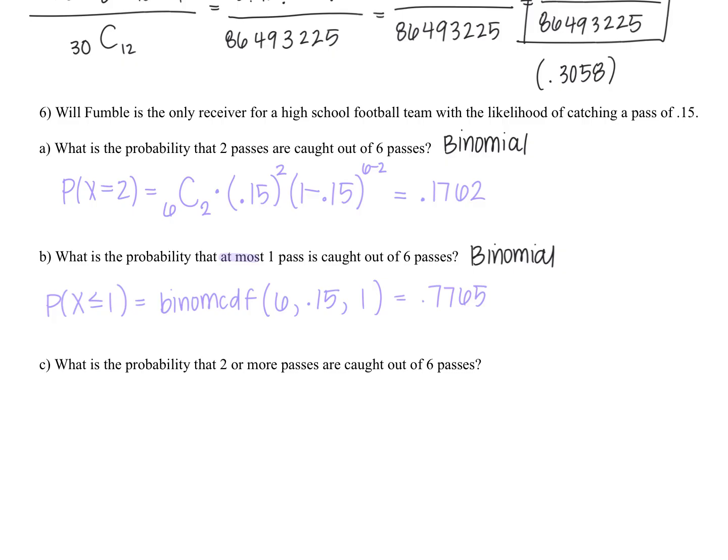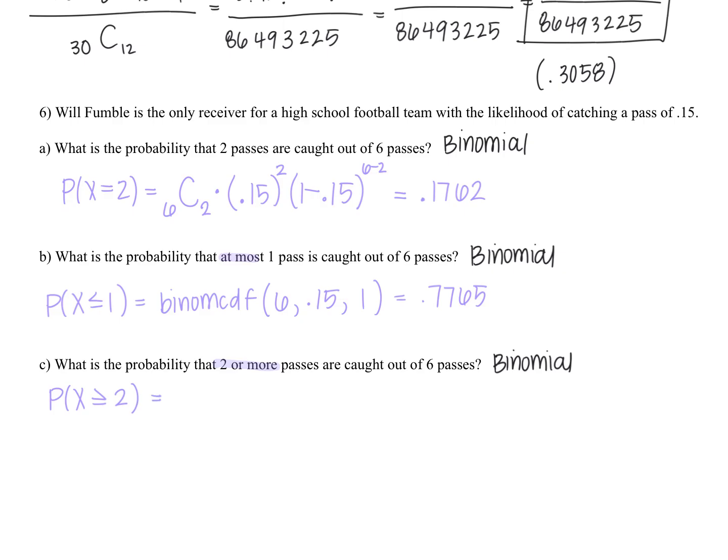The next one says, what is the probability that 2 or more passes are caught out of 6? So this is still binomial. In this case, because it says 2 or more, this tells me I'm still dealing with an inequality. So that's the probability that x is greater than or equal to 2. It didn't say more than 2, in which case it would just be greater than. It says 2 or more, so that means I want to include the 2.